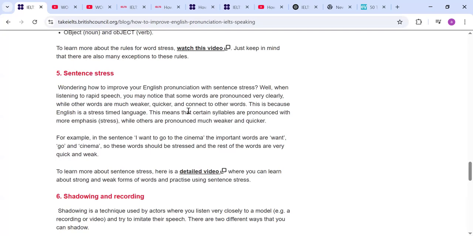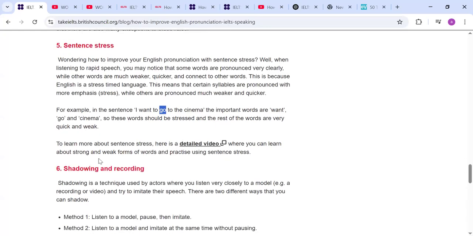So this is basically sentence stress. It means that certain syllables are pronounced with more emphasis, like stress, while others are pronounced much weaker and quicker. And I want to go to the cinema. When you pronounce it, you will know go, cinema and want have more emphasis compared to I, to and the. You will notice more emphasis on want, go, cinema compared to the rest of the words. These words should be stressed and the rest are very quick and weak. This is what we call sentence stress.